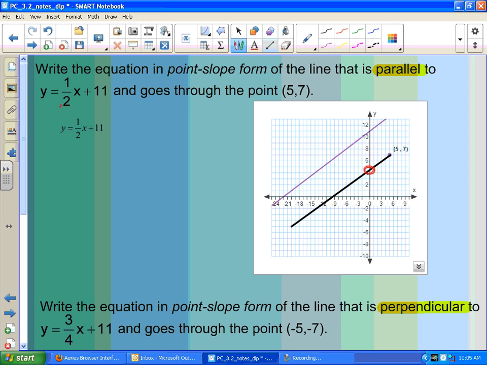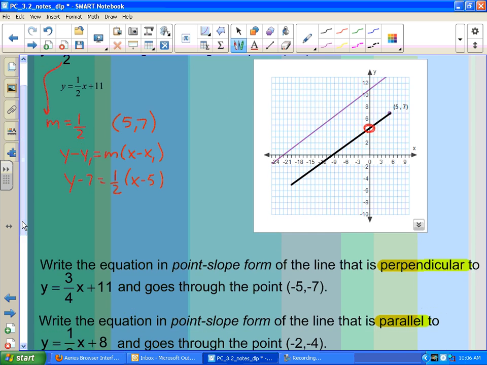What I'm going to use is the slope from this purple line. I'm going to use the point from this line that our black line is going through, because that's the one we're writing the equation for. And then we're going to write our equation. All right, somebody tell me what it is. Quick, you don't need any work. You can look at it. What's my equation? y minus 7 equals 1/2 times x minus 5. Beautiful. Now notice it said write the equation in point slope form. Done.